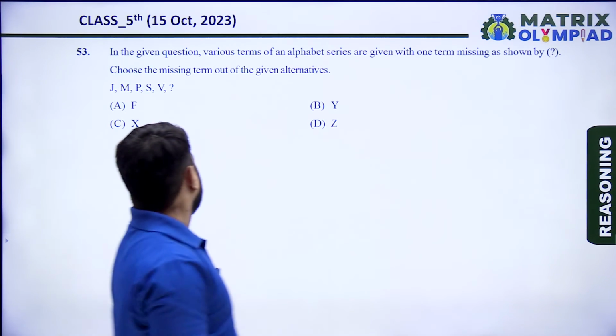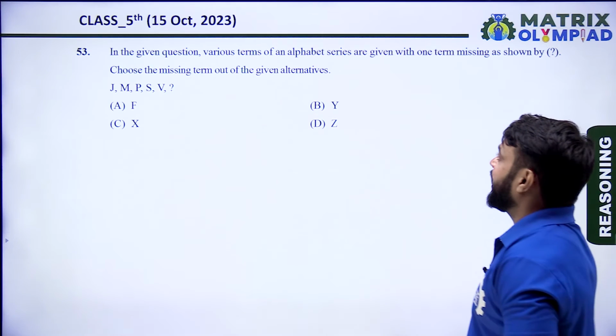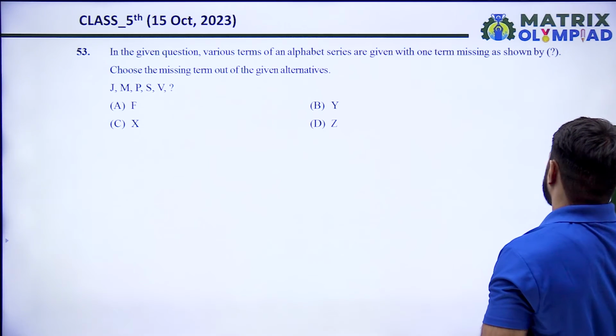So the next question is question number 53. In the given question, various terms of an alphabet series are given with one term missing.